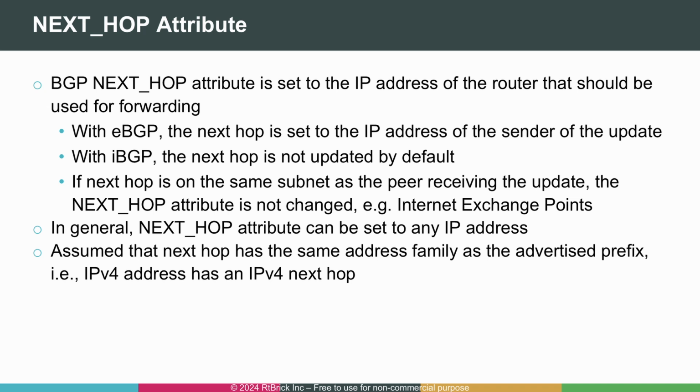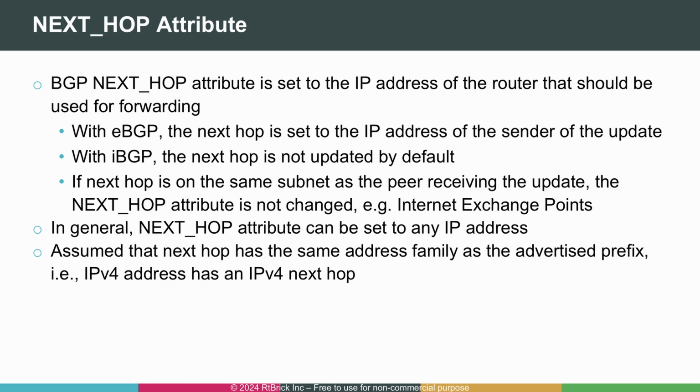If the next hop attribute shares the same subnet as the eBGP peer to which the update message is sent, then the next hop is not updated to avoid suboptimal routing. This situation is common, especially on Internet exchange points. In general, the next hop IP address can be set to any valid IP address. This feature is quite useful for traffic steering, as well as denial of service mitigation, such as in remote-triggered blackholing.